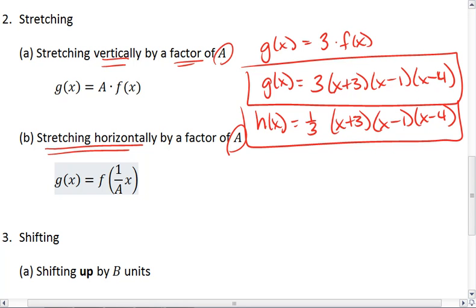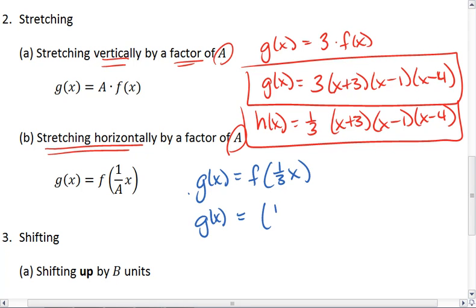So let's do the example of stretching horizontally by a factor of 3. Then g of x equals f of 1/3 x. G of x equals 1/3 x plus 3 times 1/3 x minus 1 times 1/3 x minus 4.